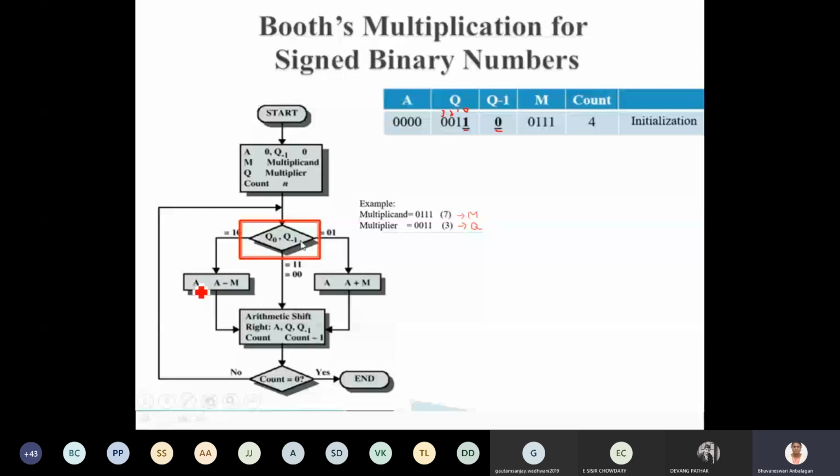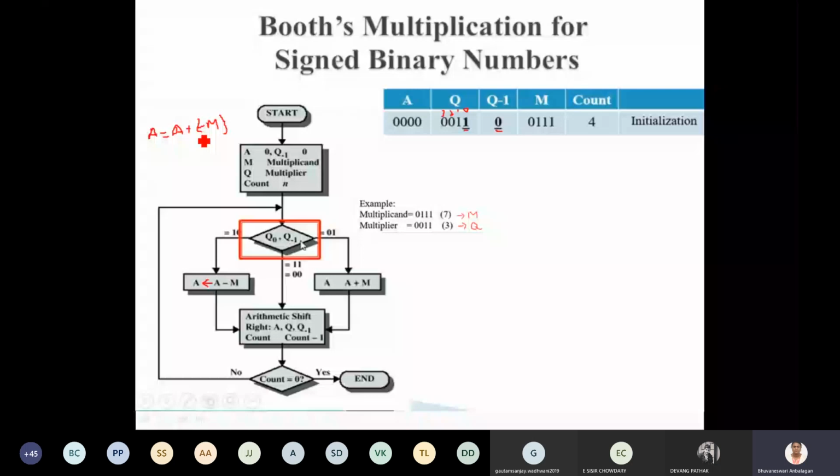So what I have to do is A is equal to A minus M. How can I perform A is equal to A minus M? This is nothing but A is equal to A plus minus M. Am I right? This is how you subtract a value from another number. A is equal to A minus M is equivalent to A is equal to A plus minus M.